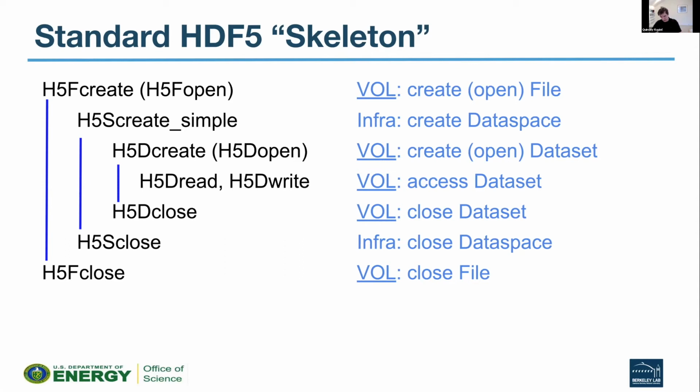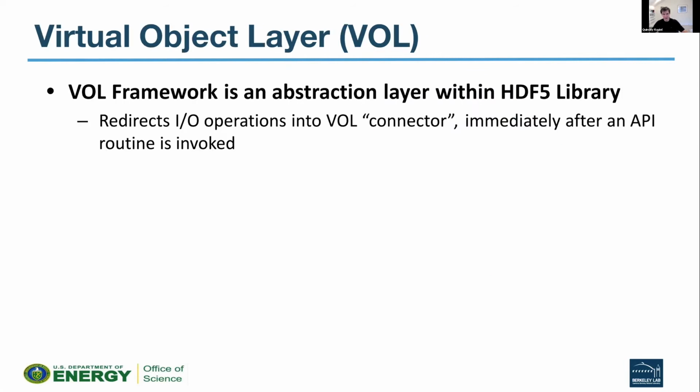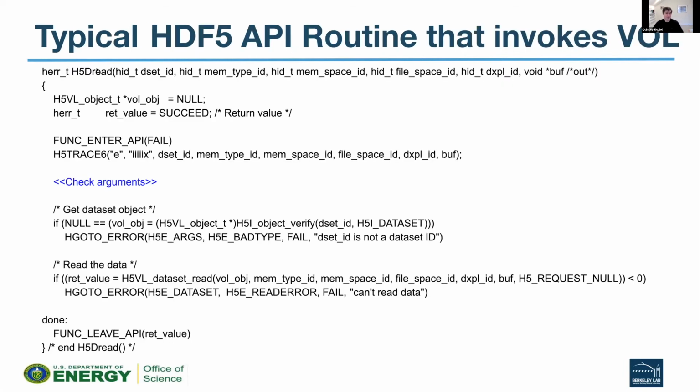So I'm kind of drilling down now into the details of things, right? So if the VOL framework is this abstraction layer and it's redirecting I/O operations into the connector, what's that look like in the code? So this is, if you checked out HDF5 today, basically you'd get this code. I've kind of reformatted a little bit. I took out some argument checking so I could squeeze it on the screen, but this is the code for a dataset read call.